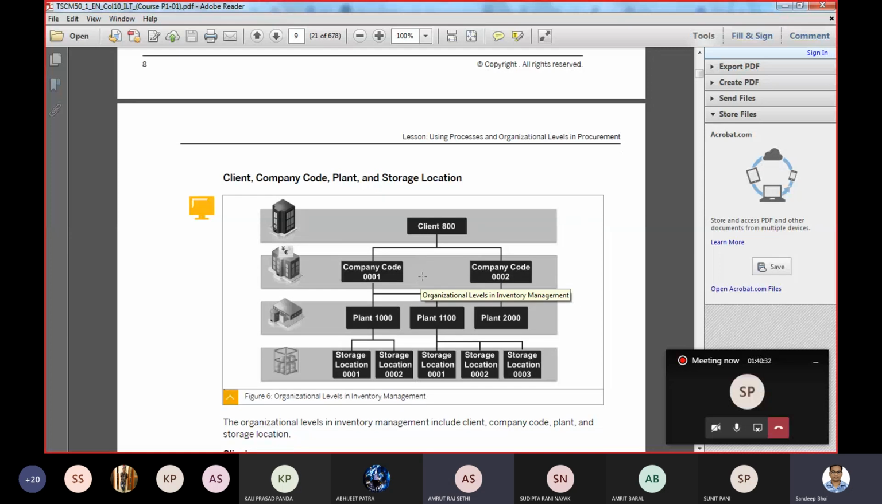Sir, if a plant doesn't have a storage location, then can it send to a different location, sir? This is like asking, sir, a house without an almirah. Those kinds of things you are asking.